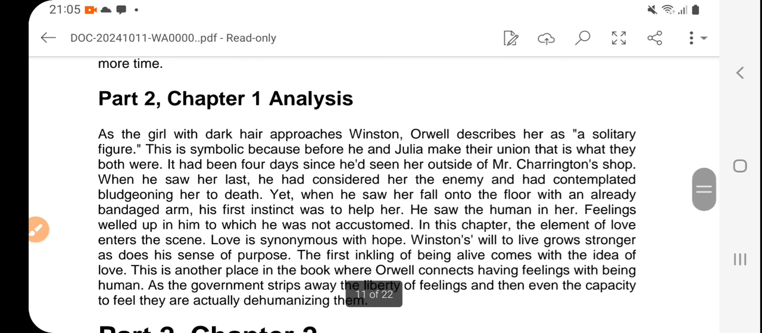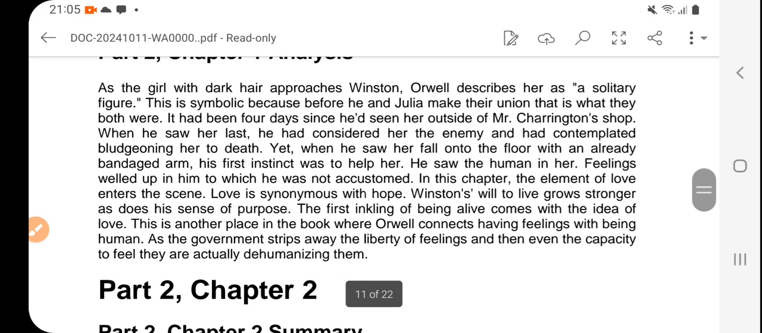Now for the analysis of part 2, chapter 1. As the girl with dark hair approaches Winston, Orwell describes her as a solitary figure. This is symbolic because before he and Julia make their union, this is what they both were.